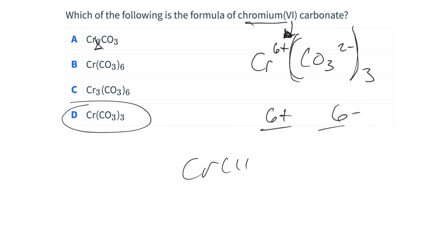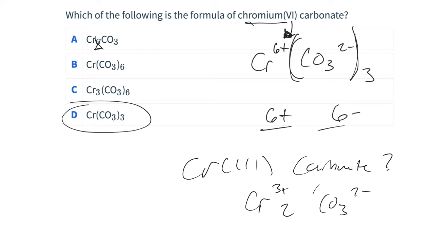What about chromium 3 carbonate? What would its formula be? Well, it would be chromium with a 3+ charge, carbonate with a 2-. So here would be Cr2(CO3)3. And so that's going to balance out a 6+ with a 6-. So for a different compound, chromium can exist, and this is another common ion of chromium, as the chromium 3+ ion.